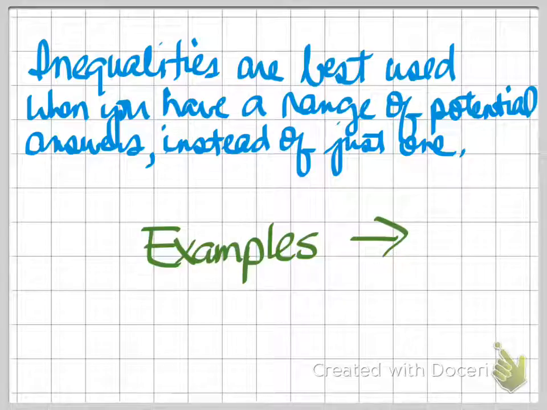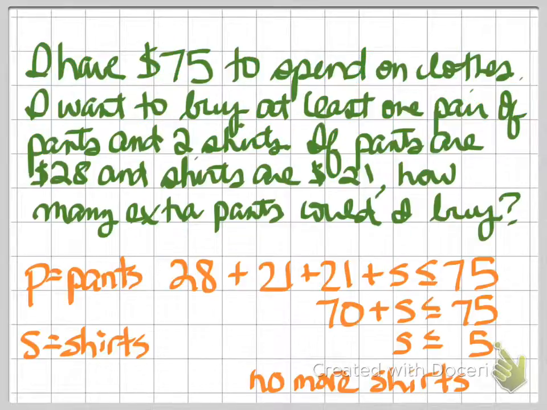Inequalities are best used when you have a range of potential answers instead of just one. And here are a few more examples. I have $75 to spend on clothes. I want to buy at least 1 pair of pants and 2 shirts. If pants are $28 each and shirts are $21 each, how many extra pair of pants would I be able to buy? I'm going to use P to equal pants and S to equal shirts.